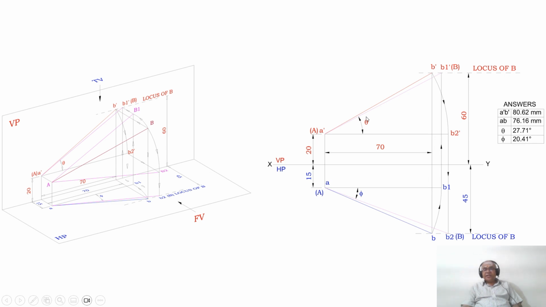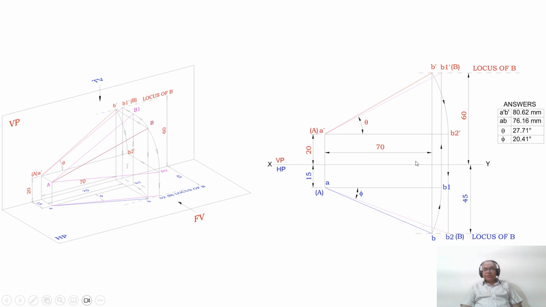So with A dash as center, taking the radius of A dash B dash, draw an arc such that both A dash and B2 dash are above HP by 20 mm. Therefore, the line is going to be parallel to XY in the front view. Obviously, that line AB2 will be in true length. Therefore, you represent this as capital A and this as capital B. And you mark this angle as phi. So now, join A, B2 a little bit thicker than the XY line.